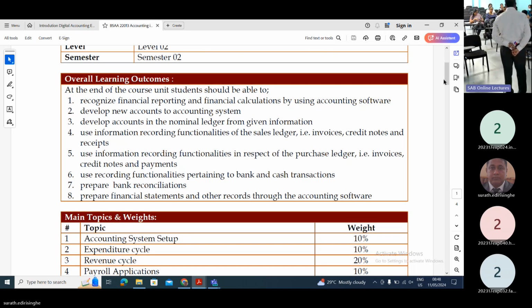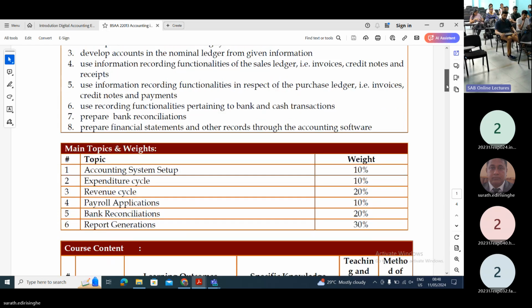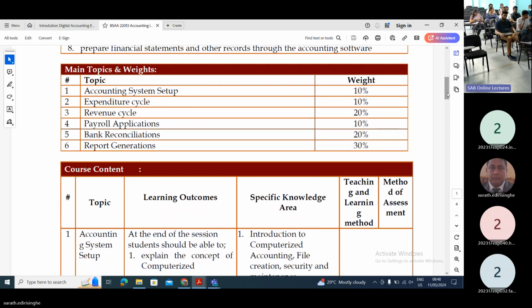After you study this subject, you should be able to properly handle this accounting system, and with this knowledge, you can apply it on different accounting modules and ERP modules. Other modules available are like SAP, Oracle, Sage, QB. But this is the learning outcome. Before studying any subject, students should understand the purpose and objective of studying it.